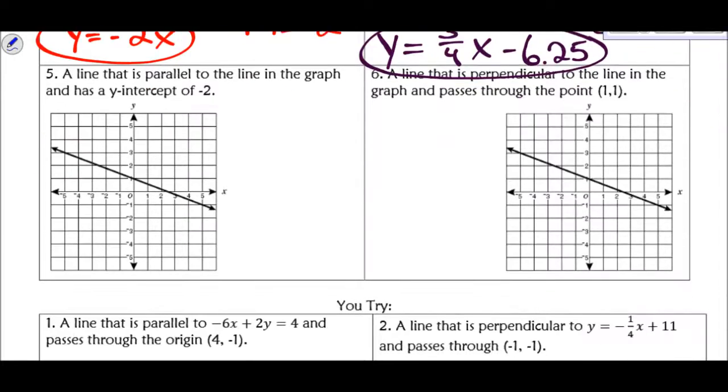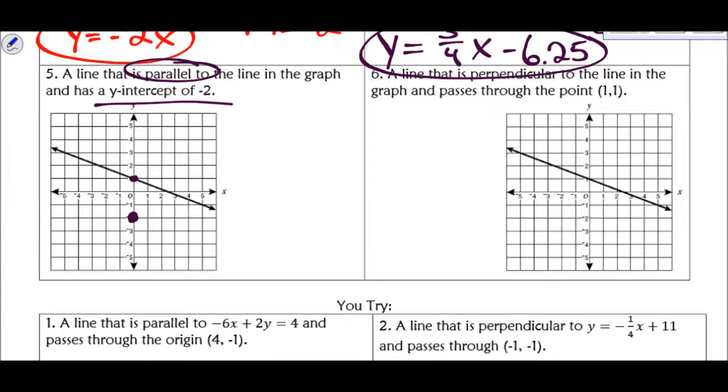Next one is a line that's parallel to the line in the graph and has a y-intercept of negative 2. So there's a bunch of different ways that you can start this. I'm going to start by just graphing this. My y-intercept is negative 2. I'm going to start out at that point. And I'm going to think about the slope of my original line, because I know if they're parallel, they just have the same slope. So I'm going to figure out my slope of this line.